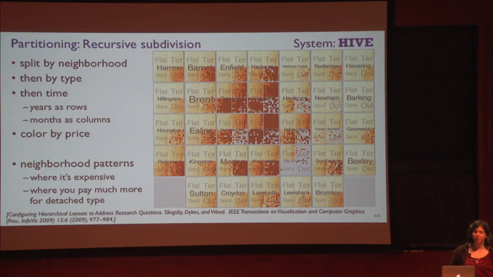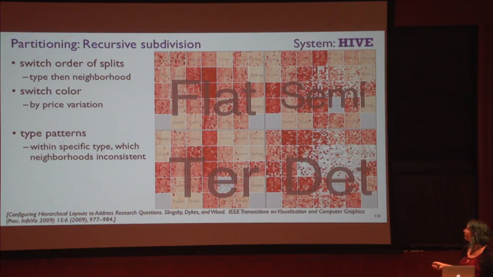What if we did a different partition? In this case, what we did is we first split according to the house type, flats or semi-detached or terraced or completely detached, and then within each of these, we're doing that split by neighborhood. We've actually switched the color coding to the variation of the price rather than the absolute price. And now what you could see is, let's say you had decided already you knew what kind of a place you wanted to buy. You could see when there is a real inconsistency with the neighborhoods in a way that was harder to see in the others.